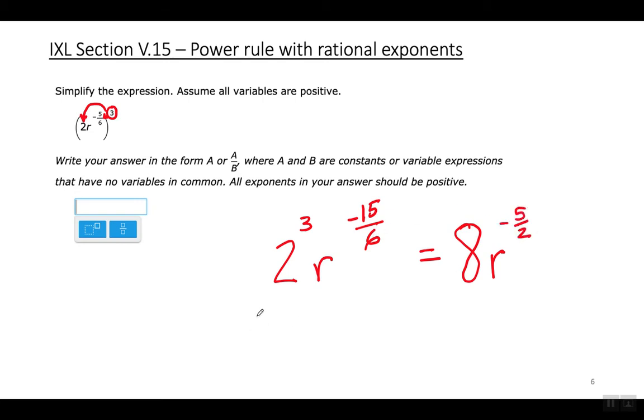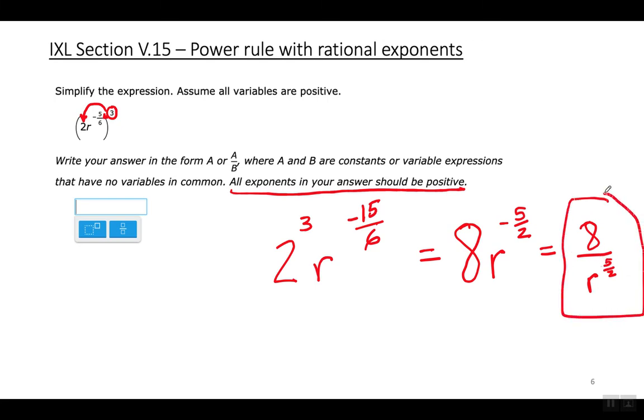And I got one more step left. Look at what it says here. All exponents in your answer should be positive. Here I have a negative exponent. So I got to get rid of that negative exponent by putting the r in the denominator with the same exponent, but that gets rid of the negative in the exponent. So this would be my final answer. This is a really good one to look at because the numbers are really not that complicated, but there are a couple different moves I had to make, all right? So this is a really good example to look at that explains a lot.